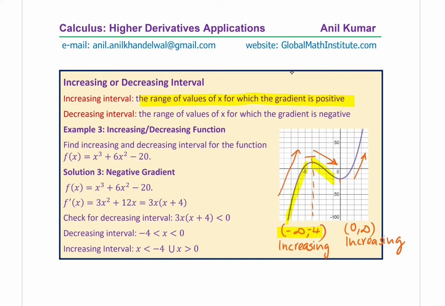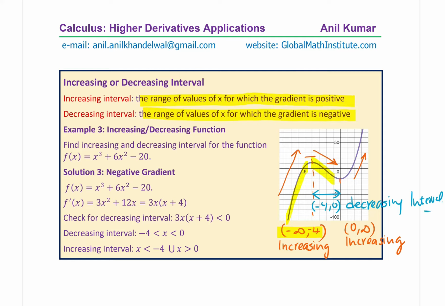So it is increasing. Now decreasing will be the range of the values of x for which the gradient is negative. So in our case, the decreasing values are between these two, right? So that is the decreasing interval. So from the graph, you could always say from minus 4 to 0, it is the decreasing interval. Is that clear?